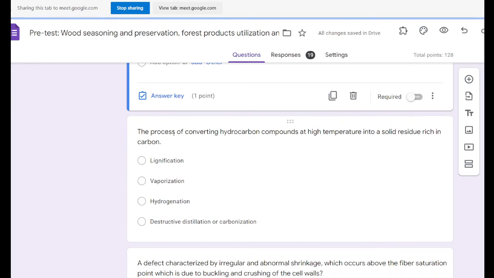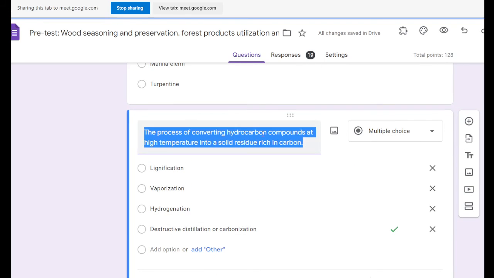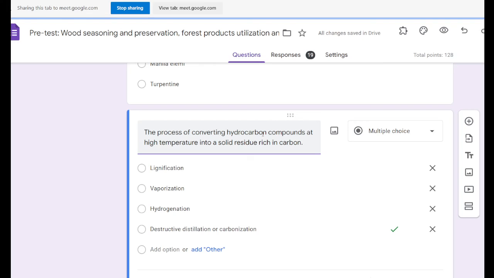The process of converting hydrocarbon compounds at high temperature into solid residue-rich carbon. The answer for this one is destructive distillation or carbonization. So, the question is a bit technical, but it is the first step in making charcoal. Okay, charcoal: pyrolysis or destructive distillation or carbonization.